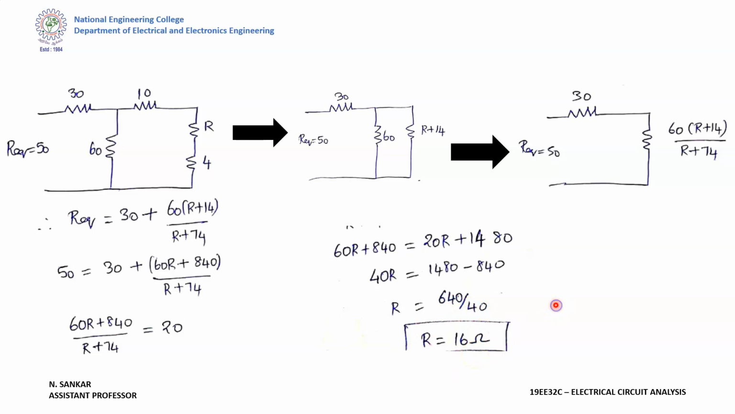Okay, you can expect this type of problem. The only concept is, in case of series, just add the resistors. In case of parallel, just take two resistors at a time. If they are different, use R1 into R2 by R1 plus R2. If they are the same, just R by N. So this is the concept.